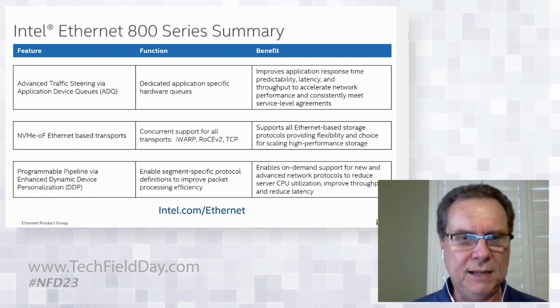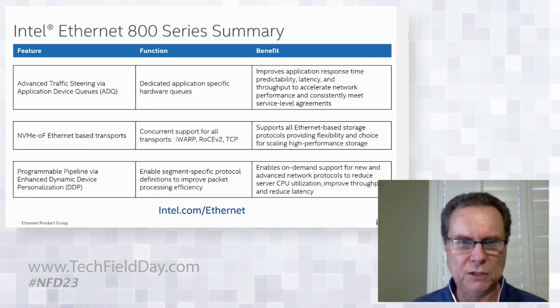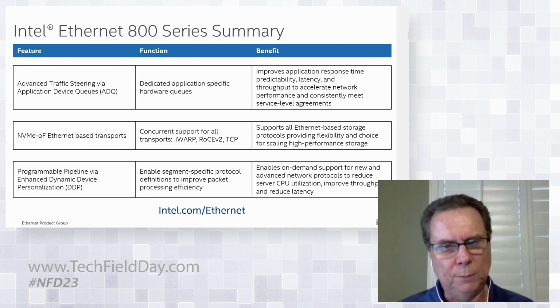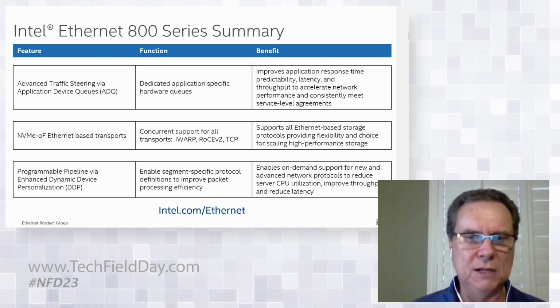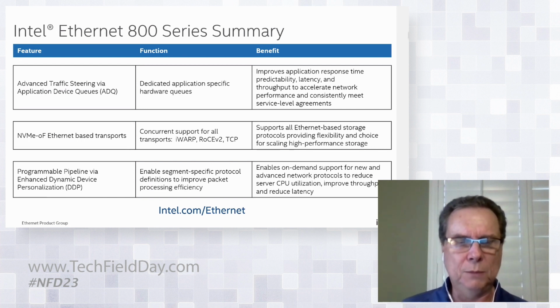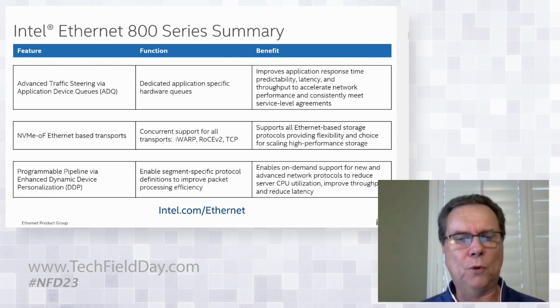And then Fred and Dave talked about NVMe over Fabrics. We support multiple transports, as we mentioned: iWARP, RoCE, and TCP. And so the real benefit here is that we can support all of the Ethernet-based storage protocols and provide the customer with a flexible choice of how they want to implement their storage requirements, both in scaling and in performance. So if they have high performance storage requirements, we can help improve that.